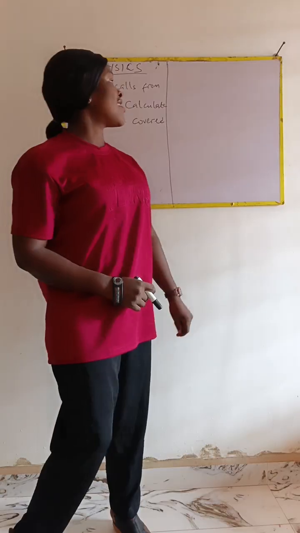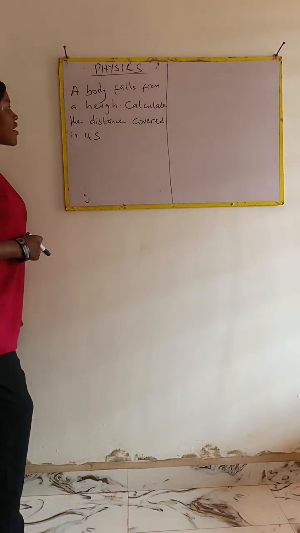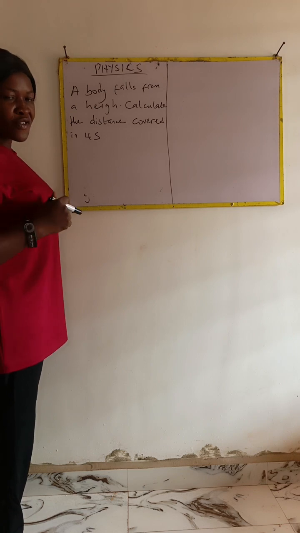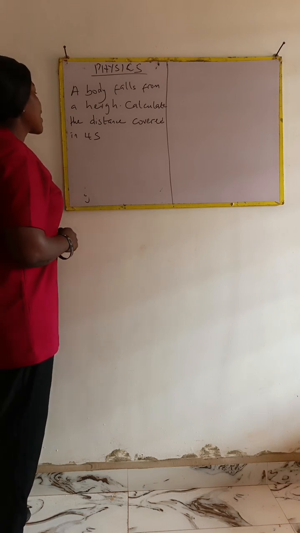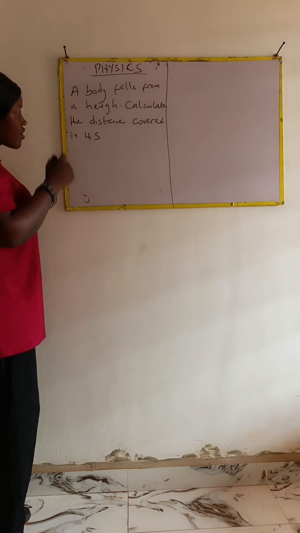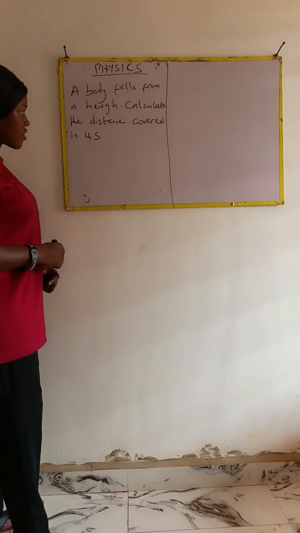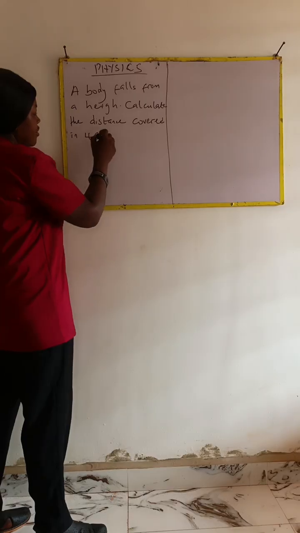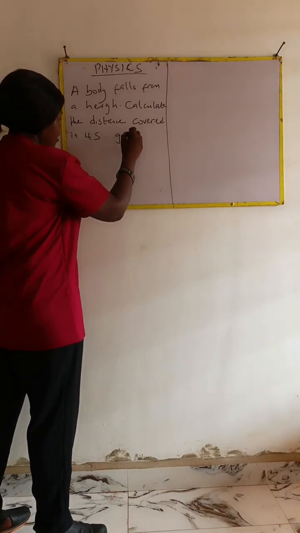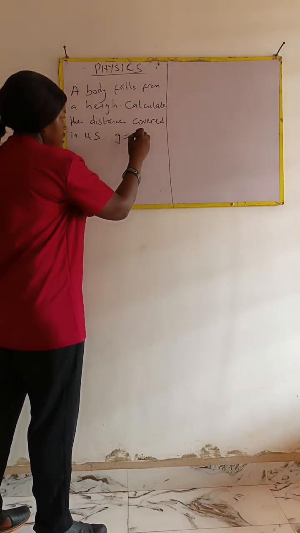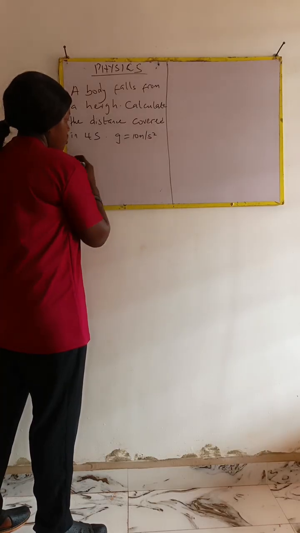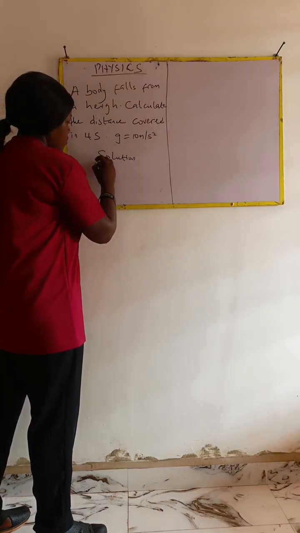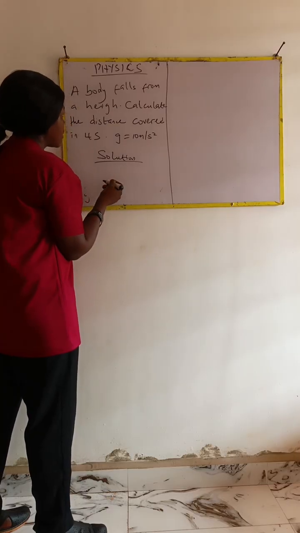Okay, another question. A body falls from a height. Calculate the distance covered in 4 seconds. And we all know that g is a constant value of 10 meters per second squared. So I have the solution.